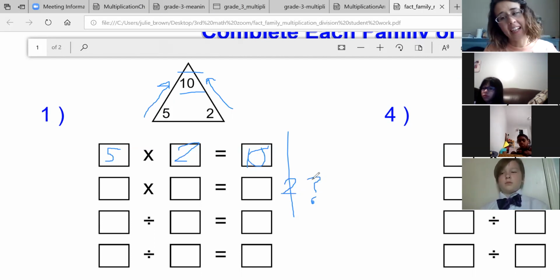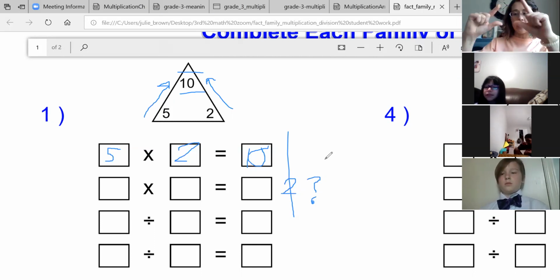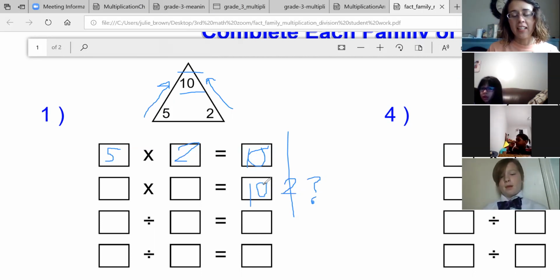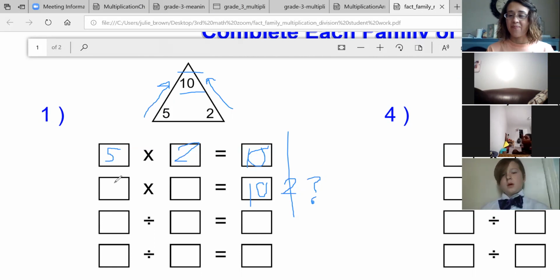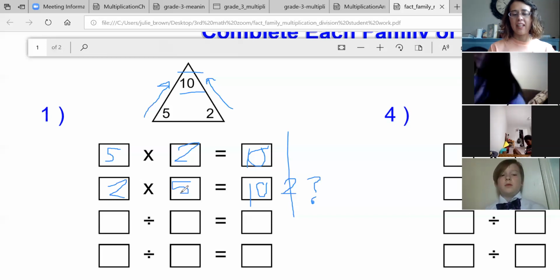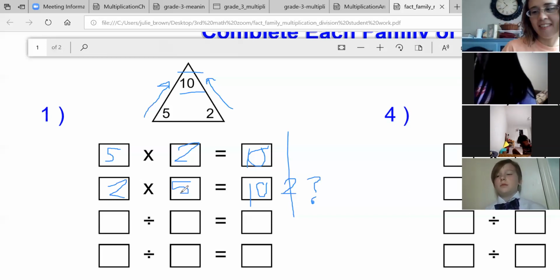No. Why not? Is 2 the whole or is it a part? It's a part. So I know this second multiplication sentence has to also equal 10. To make it a bit different, Rosie, how would I write it? You could write it 2 times 5 equals 10. Alrighty. So we all wrote that down.